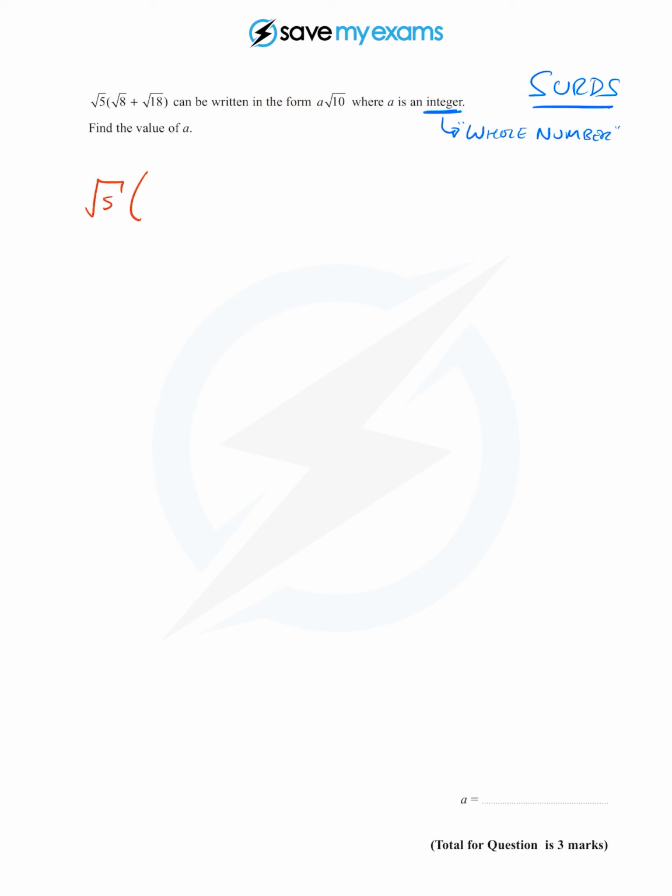So I've got root 5 times (root 8 plus root 18). And the first thing that is the obvious thing to do is to multiply out the bracket. So I take whatever's outside the bracket, that's the root 5, and multiply it first of all by the root 8 and then by the root 18. Root 5 times root 8 is root 40. 5 times 18 is quite a lot. Well, what's 10 times 18? 10 times 18 is 180, and half of 180 is 90.